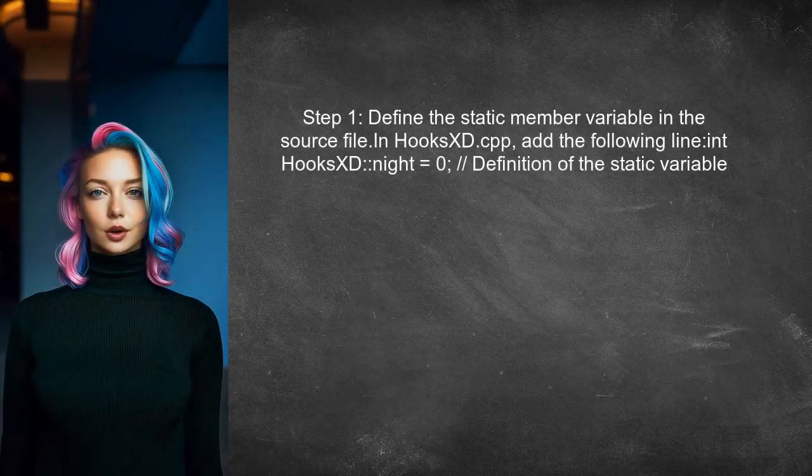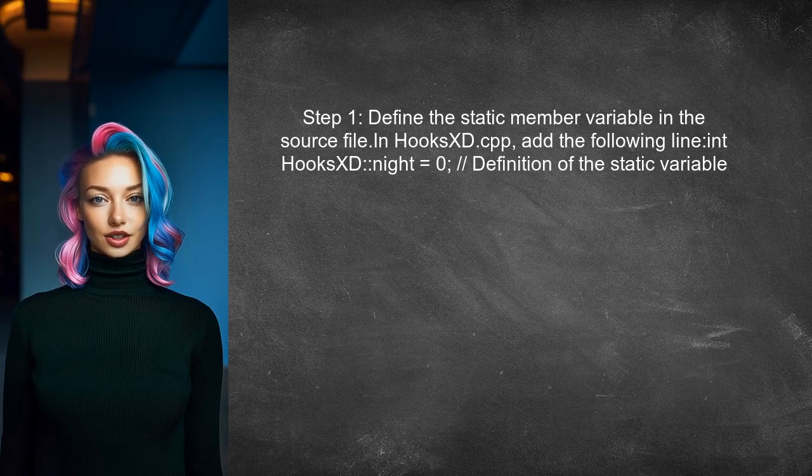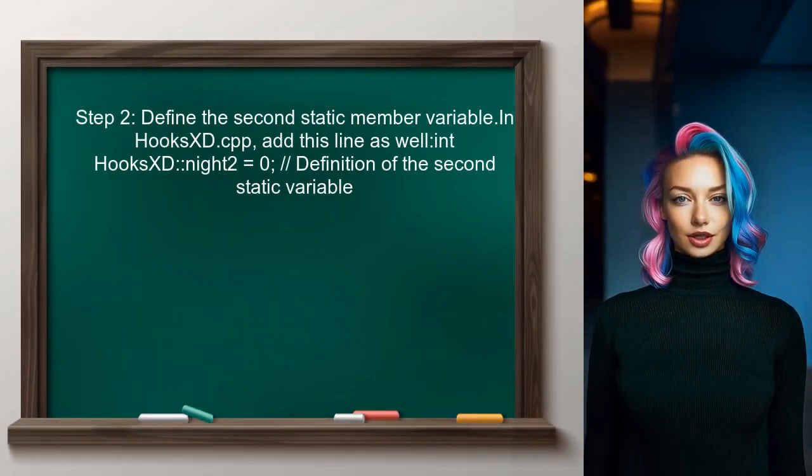To resolve the linker error, the user needs to ensure that the static member variable is defined in the corresponding source file. This is a common oversight in C++. Next, the user should also define the second static variable, night2, in the same way. This ensures that both variables are properly linked during compilation.